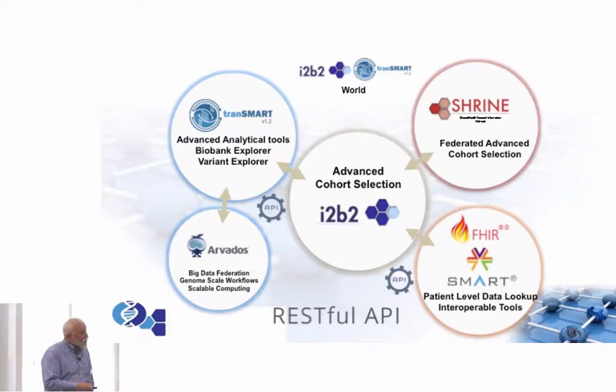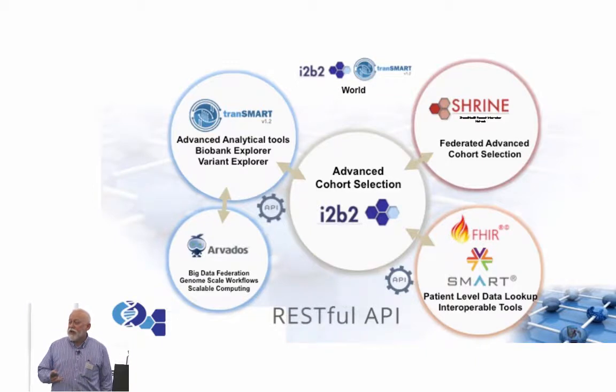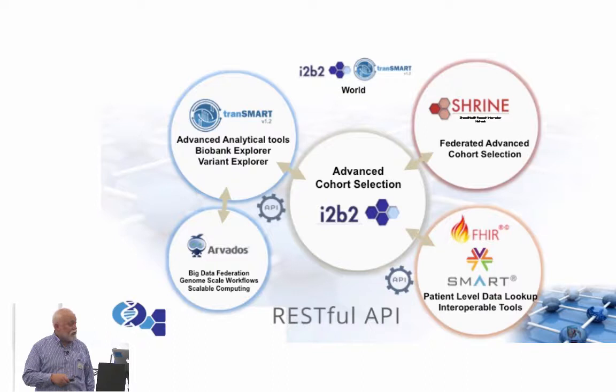Well, we can start with the I2B2 data model, which is where 250 million patients have their data today. Link that with tranSMART and the high-dimensional data, the structured analytics and statistics, where we can work with those patient data in a very sophisticated way. We also have federation technologies in SHRINE and SMART, where we can do patient level data lookups. We have federated advanced cohort selections.